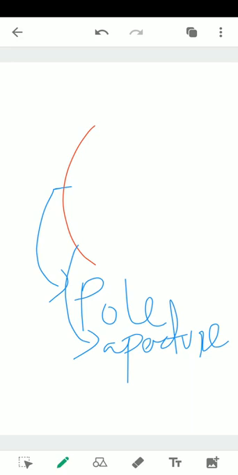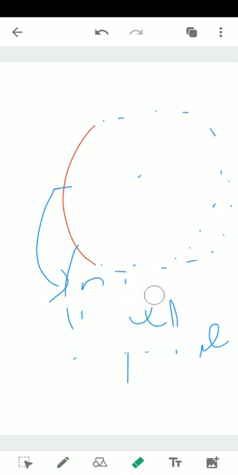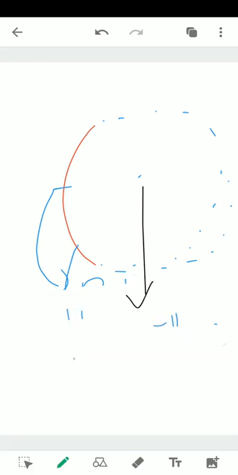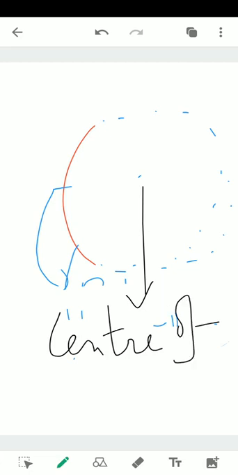So aperture we are done with, and I told you this is actually part of a bigger sphere. This sphere will have a center, right? This center is called the center of aperture.